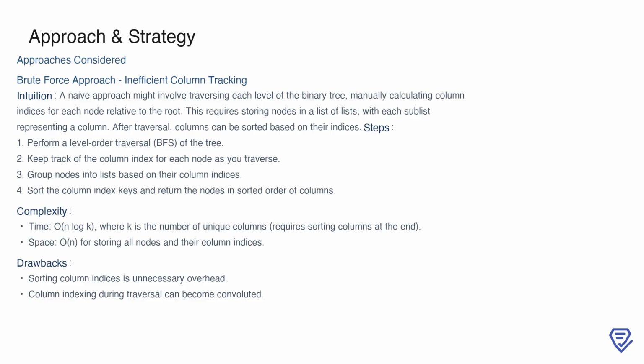While this approach is conceptually straightforward, it comes with significant inefficiencies. Sorting the column indices adds unnecessary overhead, and the process of manually tracking column indices can become quite cumbersome. In terms of complexity, this approach runs in n log k time, where n is the number of nodes and k is the number of unique columns, with additional space requirements for storing the nodes and their column indices. Ultimately, this method is not optimal due to the overhead of sorting and the convoluted column indexing process.